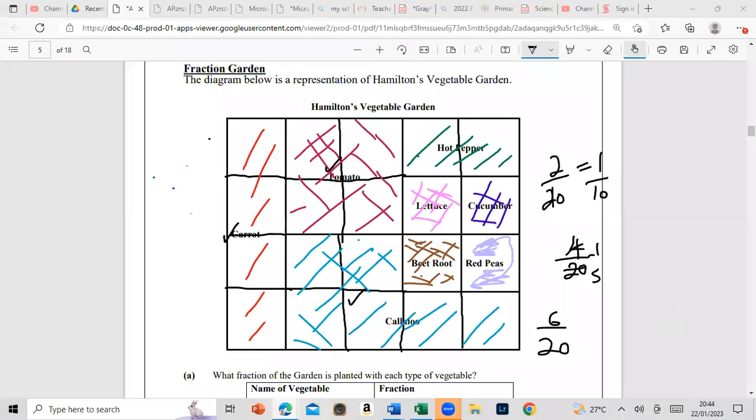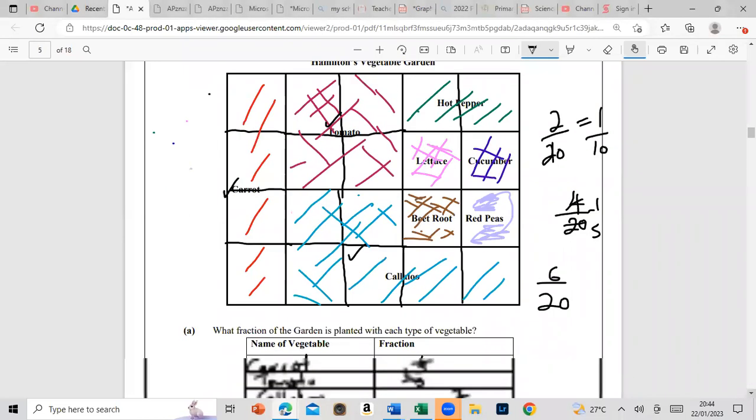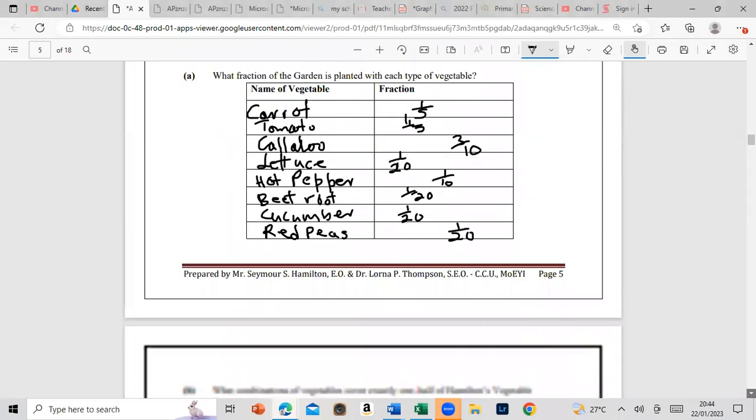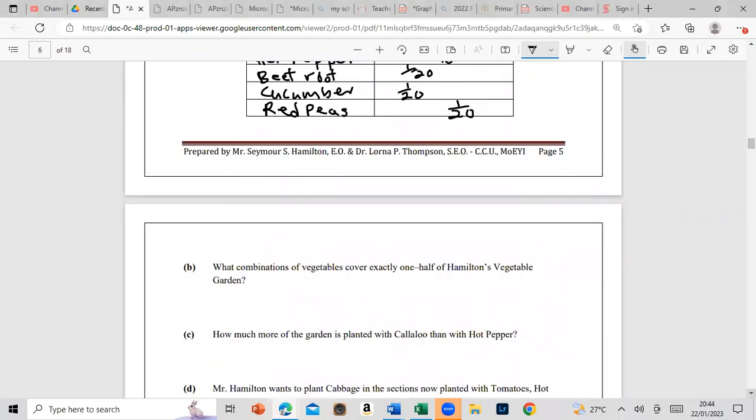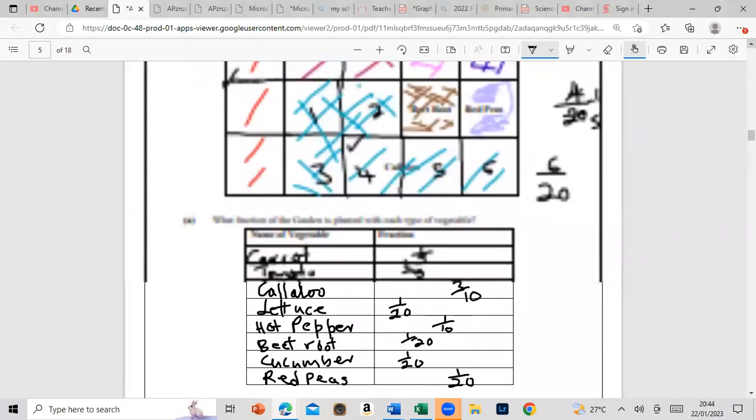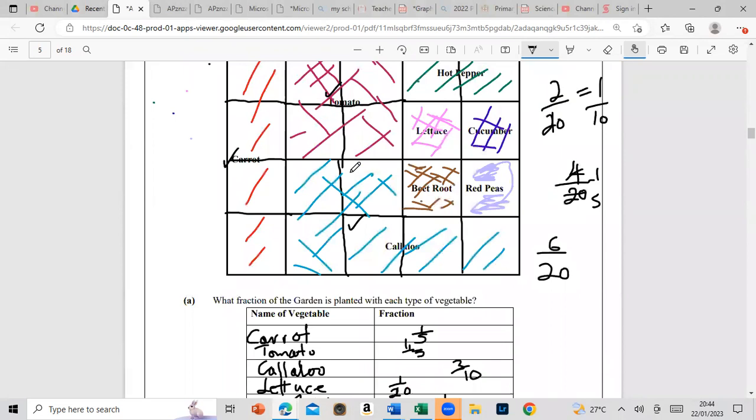Alright, so let's see if there's any follow-up question to it. So we get that already. That was pretty easy once we do that. Here we say now, what combination of vegetables cover exactly 1/2 of the vegetable garden? So half of it is basically 10 out of the 20, right? So let's see what combination.